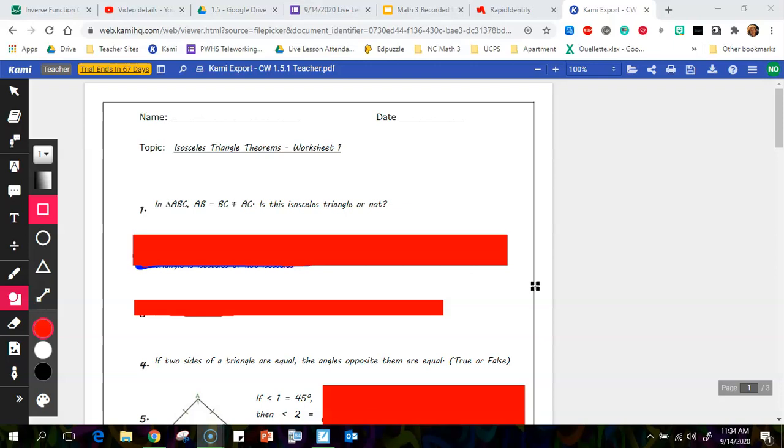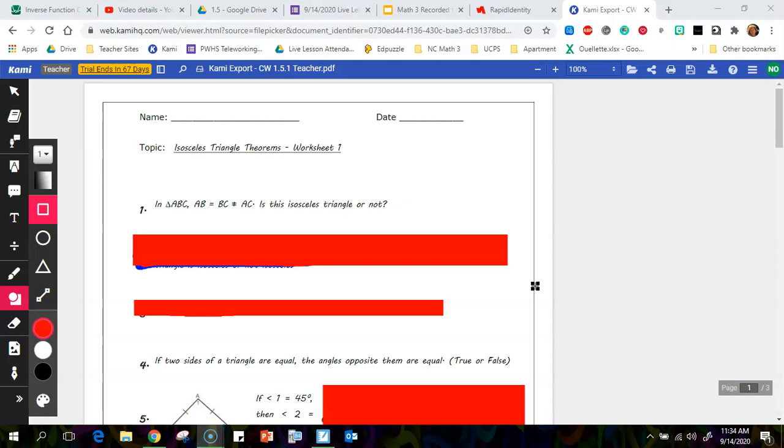It's 3 pages, so I wanted to mark out a few so that you didn't have so much work to do. So I want to work through a few of these with you, and that way you'll have even less that you have to do on your own. And hopefully this will help you to understand this a little bit better.